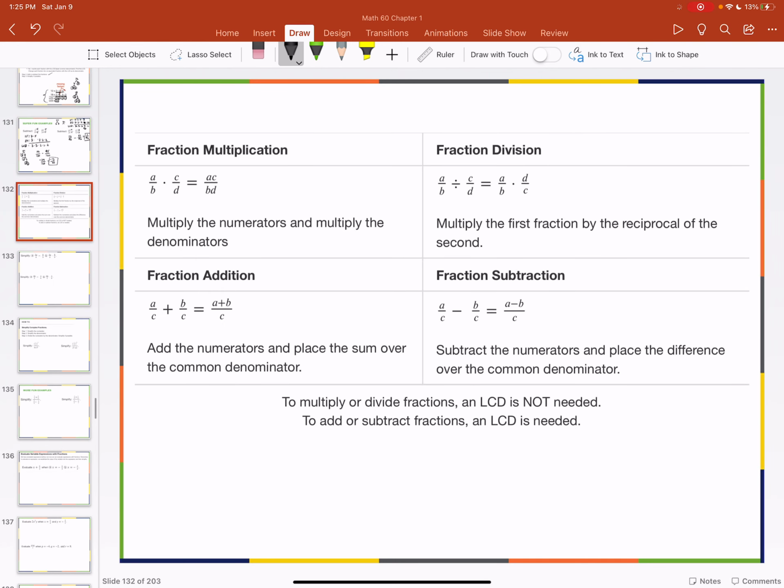Okay, so just to recap, fraction multiplication, multiply across the top and the bottom. Division, you take the division, flip the second fraction, multiply by its reciprocal. Addition, common denominator, add across the top. Subtraction, common denominator, subtract across the top. So in other words, to multiply or divide, you do not need an LCD. But when you add or subtract, you do need to have the LCD.